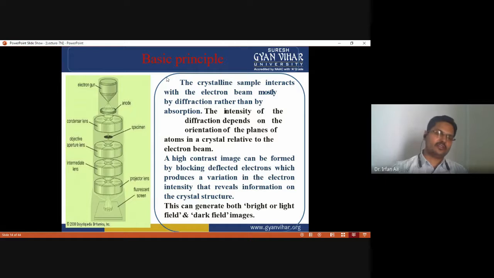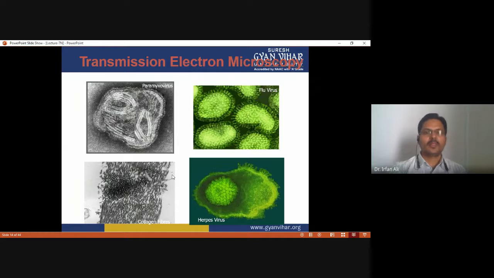This figure demonstrates the arrangement of various elements in the transmission electron microscope. This is the electron gun, which produces the electron beam, this is the anode, this is the condenser lens, this is the specimen, this is the objective aperture lens, this is the intermediate lens, and this is the projector lens. Finally, on the fluorescent screen, we get the image of the specimen. These are the types of images we obtain by electron microscopy: this is myxovirus, this is flu virus, this is collagen fiber, this is herpes virus.